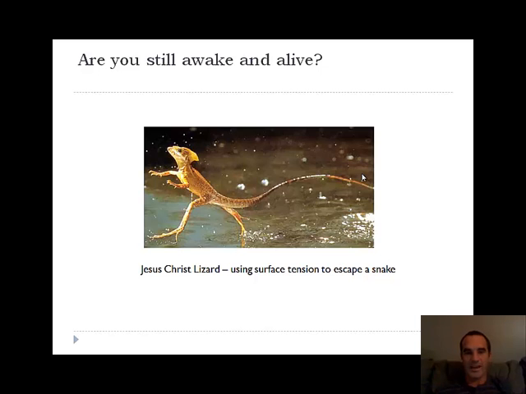Are you still awake and alive? Here's a picture of a Jesus Christ lizard using surface tension to escape a snake.